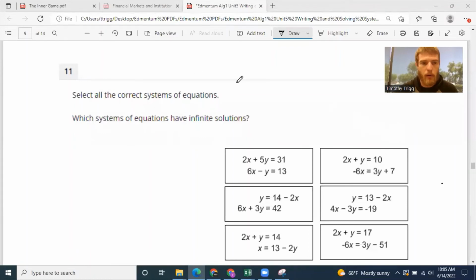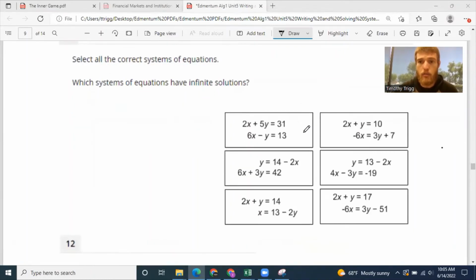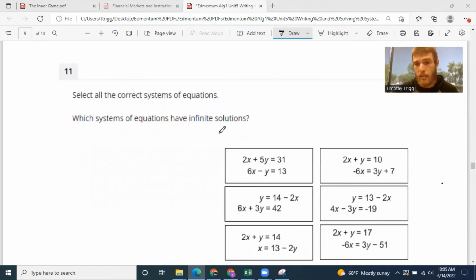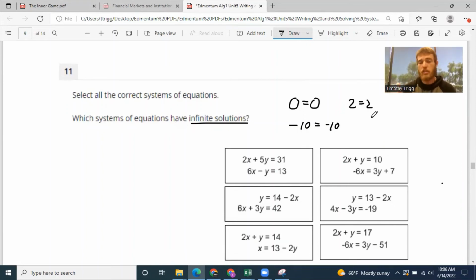So this next one, number 11 here, is a lot like the previous one. So if you need more examples, you could look above. Except in this example, we're looking for systems of equations that have infinite solutions. So you're looking for something that's obviously true, where something like 0 equals 0, or 2 equals 2, or -10 equals -10. So something where there's no variables, it's just this constant equals this constant. This is something in algebra that's always true. So if you come across something like that, then that's what we're looking for: infinite solutions.